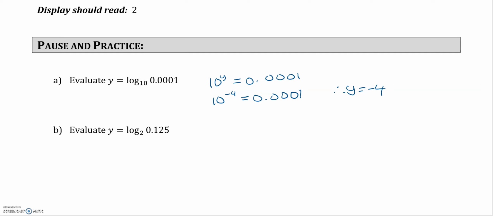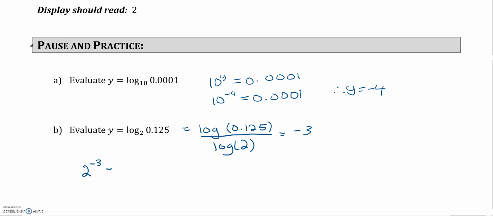And when we evaluate this in our calculator, we get log of the number. And since our base is other than 10, we need to divide by log of our base of 2. And we find that y is equal to -3. Of course, this is because 2 to the power of -3 is equal to 0.125.